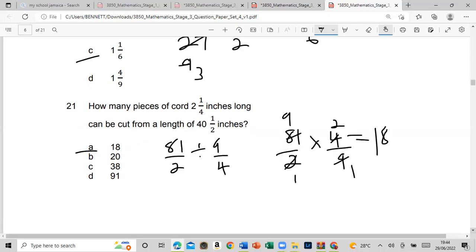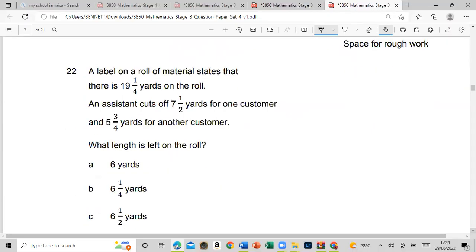And now watch the views, guys, and now watch time, just to try to help people. A label on a roll of material states that there are 9.25 yards on the roll, 9.25, right? An assistant cut 7.5 yards for one customer and 5.75 yards for another customer. Alright, so this is a simple addition. So we could add the 7.5 and 5.75. Alright, so 7 and 5 are 12. This will give 1.25. So this will get 13.25. So 9.25 minus 13.25. So that's about 6 yards.